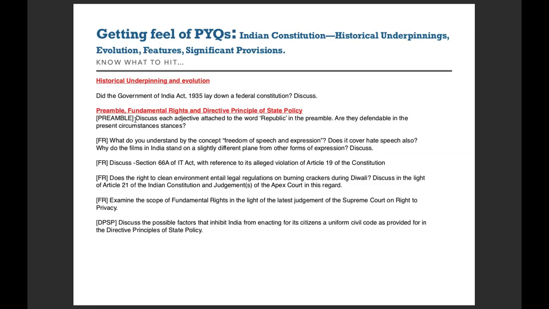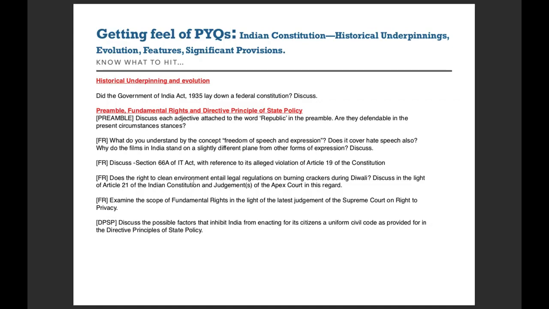Similarly, fundamental rights is a very important topic related to the freedom of speech and expression under Article 19 of the fundamental rights, which we will cover. Then Section 66A of the IT Act, this again is a question related to freedom of speech and expression, which is under Article 19, which we will cover. So you can see how UPSC is framing the questions from the topics in the syllabus. It is not that they are asking anything under the sun.